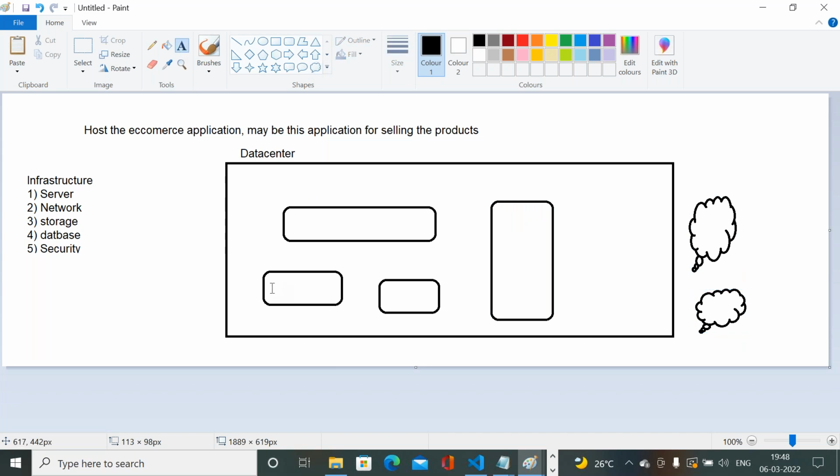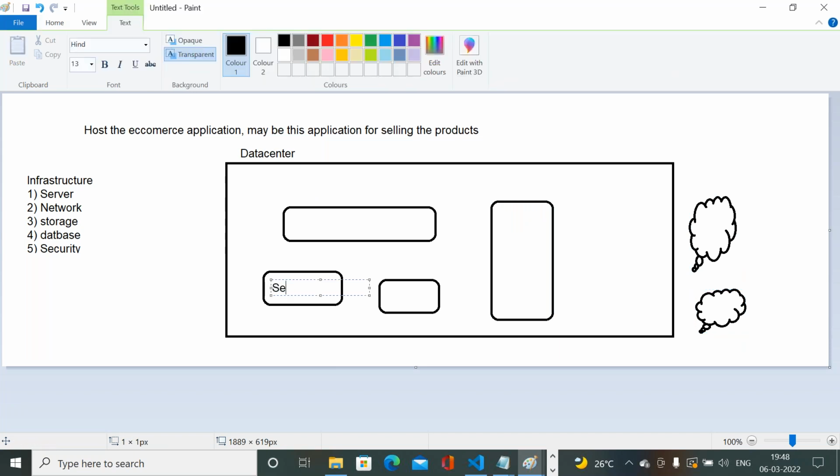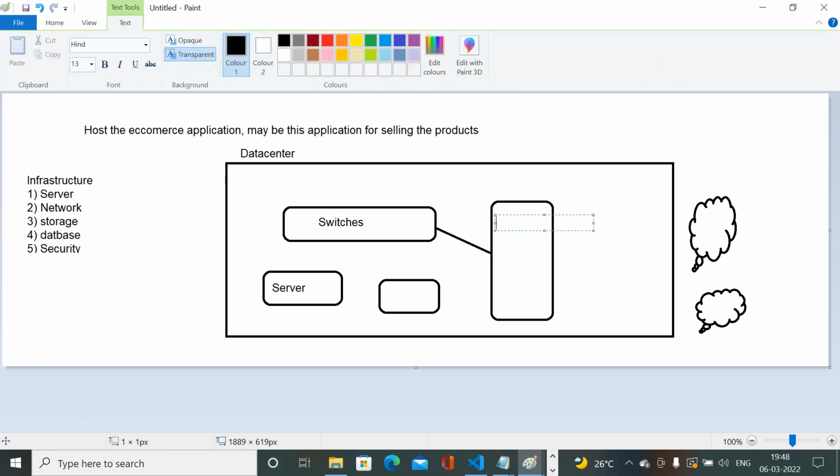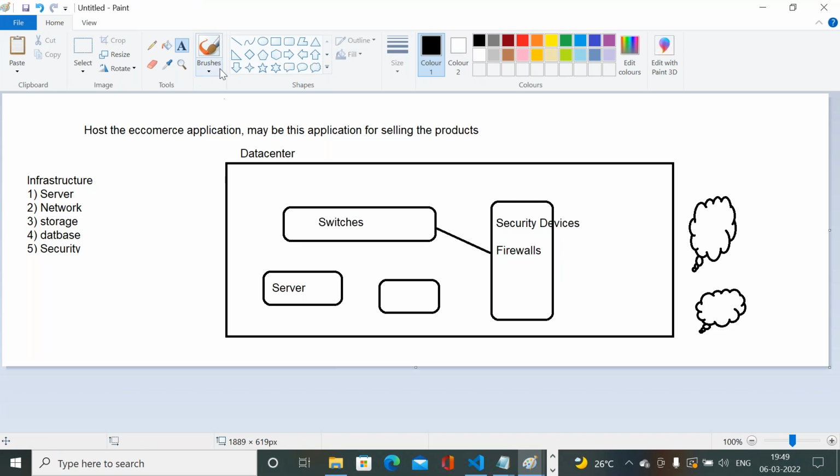So let me write clearly. This is the server, a single server. This is the switch, the networking device called switches. Switches will be connected to the firewalls, a security device. This is considered as security. Normally in the traditional way, we'll be calling this firewalls. And lastly, the routers.